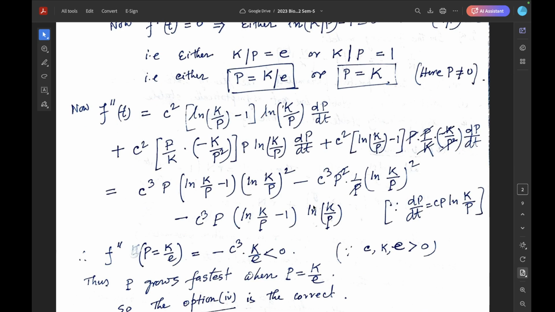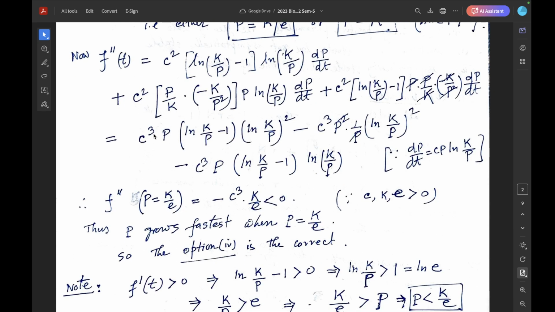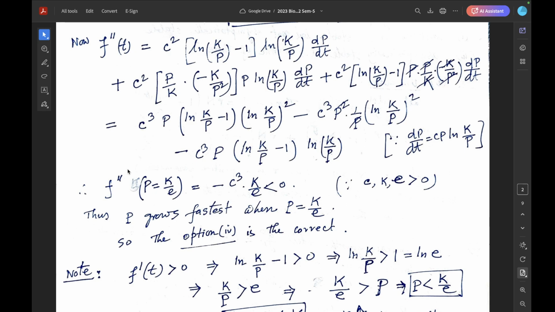After simplification, using this d/dp of dp/dt equal to c p ln k by p, we get c cube p into ln k by p whole square minus c cube p ln k by p whole square minus c cube p bracket ln k by p minus 1 into ln k by p. And then for f double dash, put here p equal to k by e, we get minus c cube k by e.